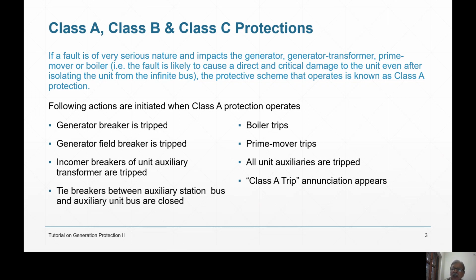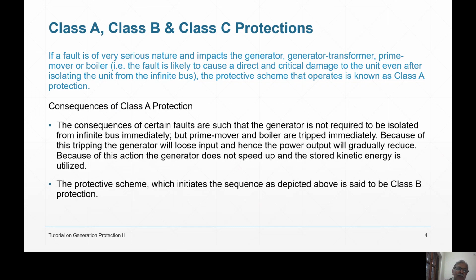All unit auxiliaries are tripped: BFP, PA fan, ID fan, FD fan, condensate extraction pump, all unit auxiliaries that feed the unit. And class A trip enunciation appears. This is what happens when class A trip occurs.